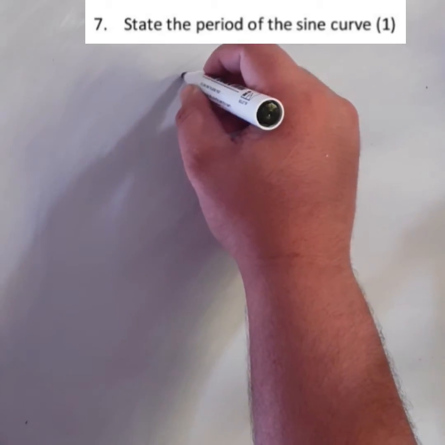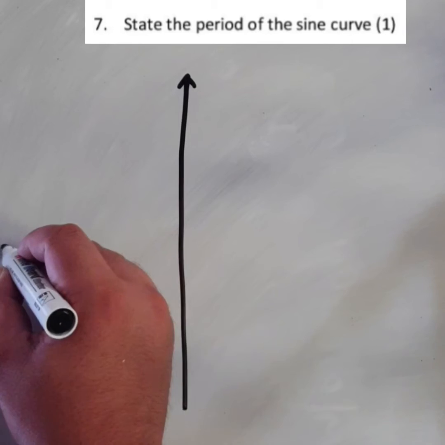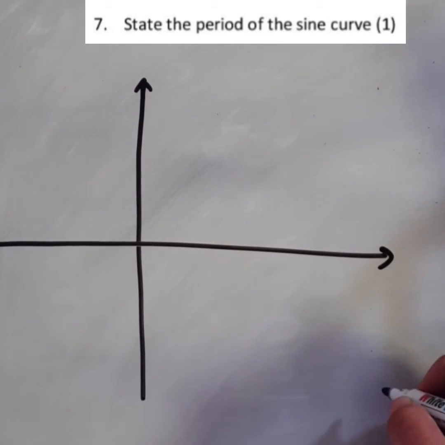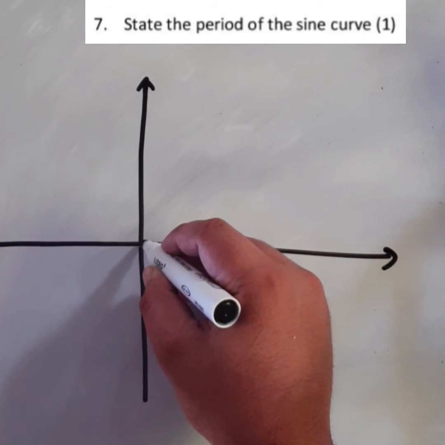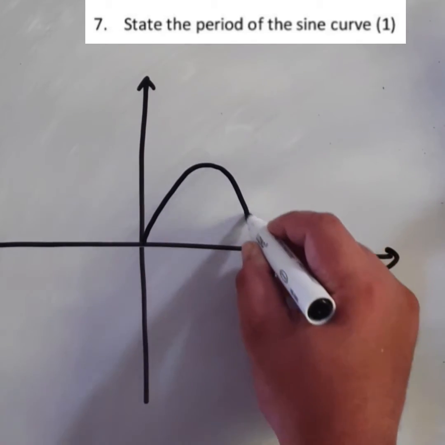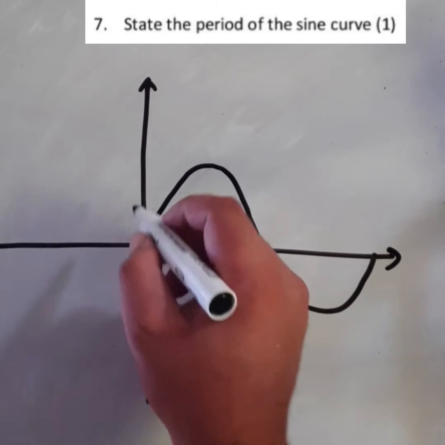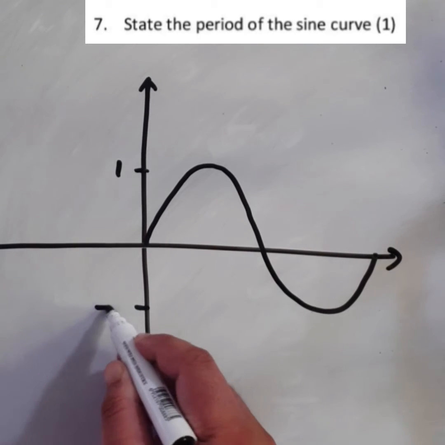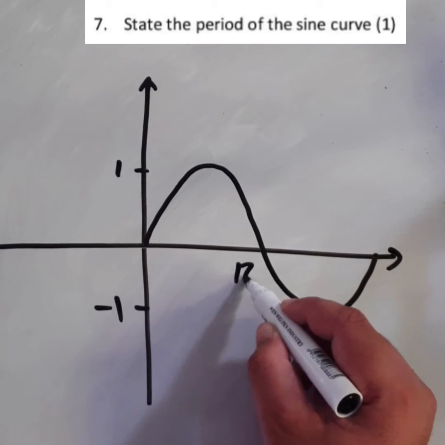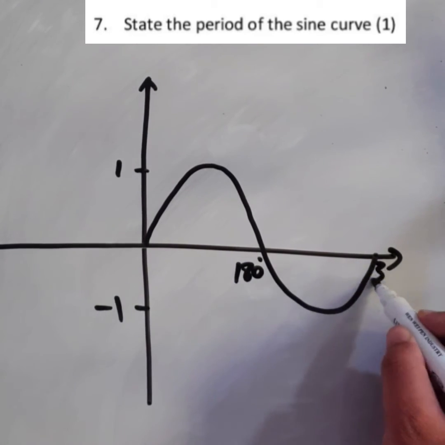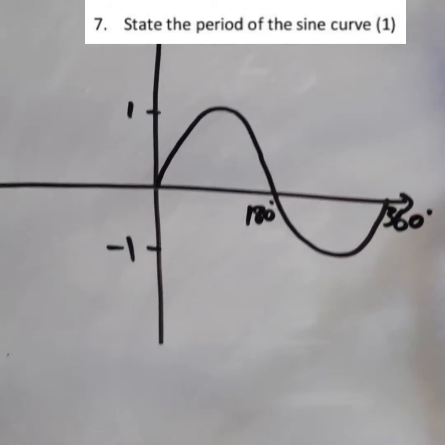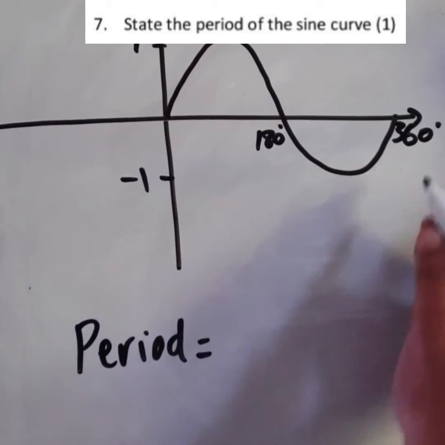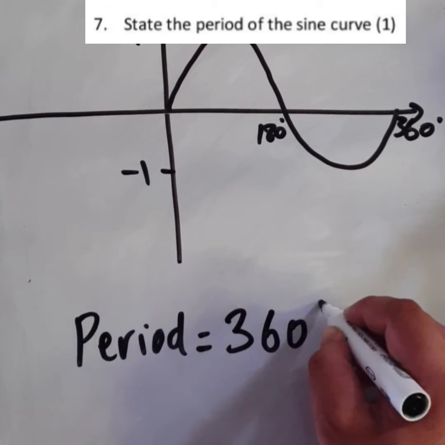Now we're going to find the period of the sine curve. Now if you remember how to plot the sine curve, it always begins at 0, then it goes up all the way to 1, goes down all the way to negative 1, and then goes back up to the x-axis. So the first x-intercept is at 0, the second x-intercept is at 180 degrees, and then the third x-intercept is at 360 degrees. As we can see, the period, which is one complete revolution, is 360 degrees.